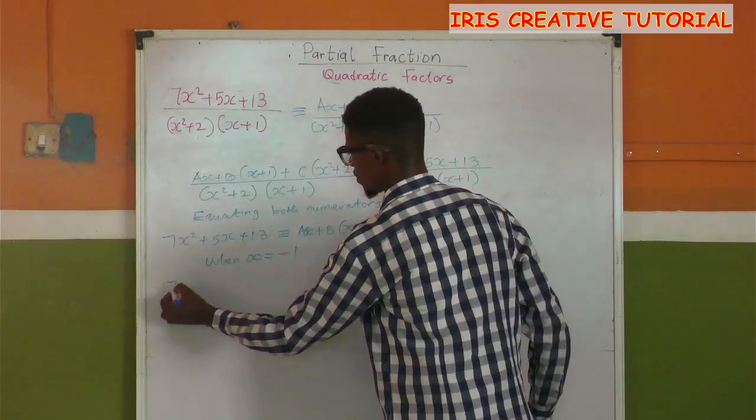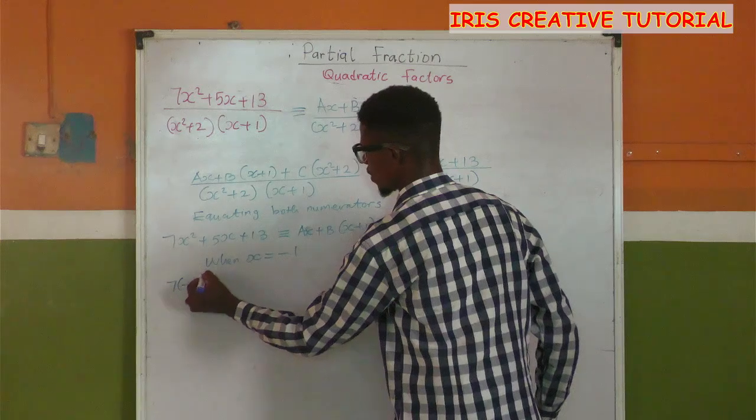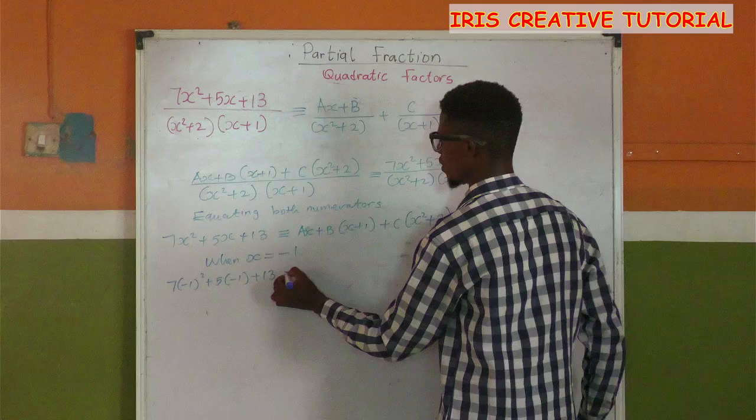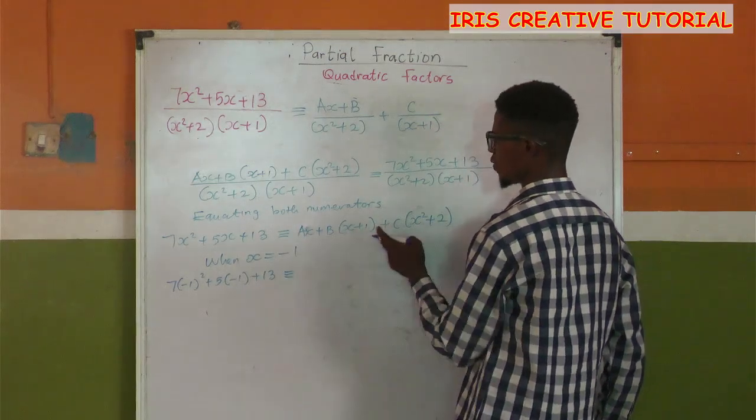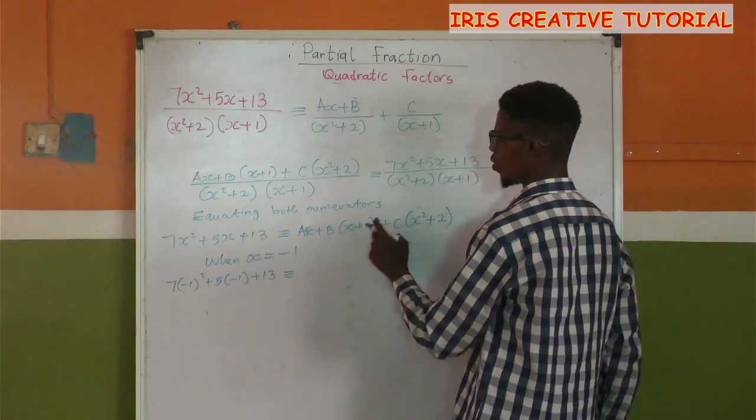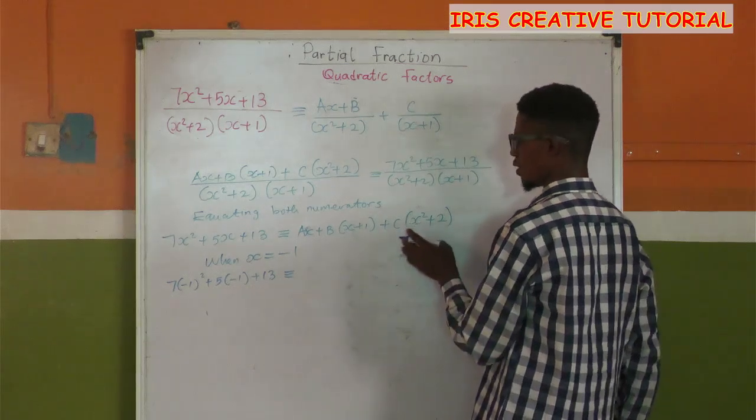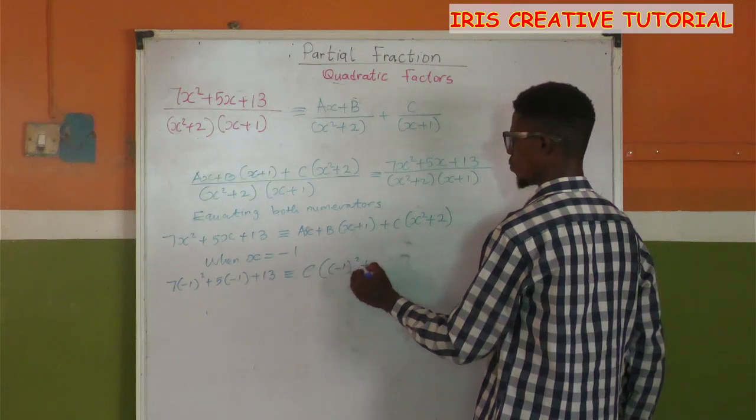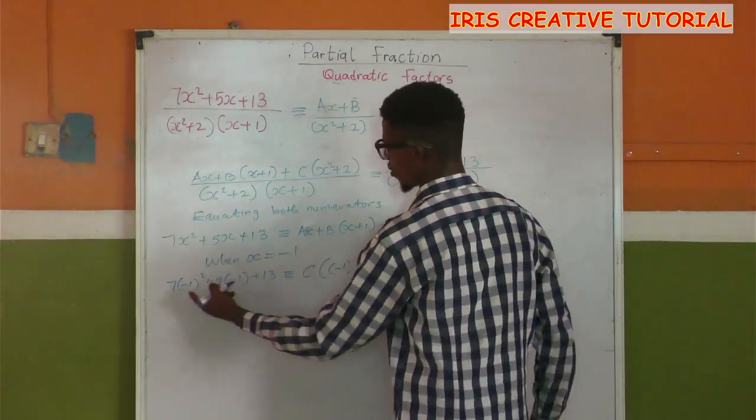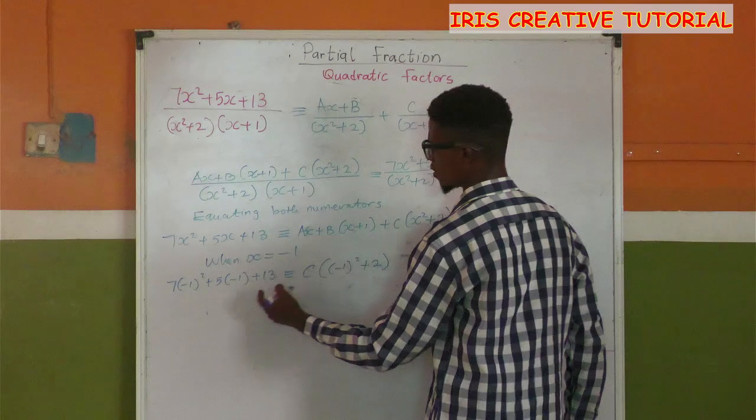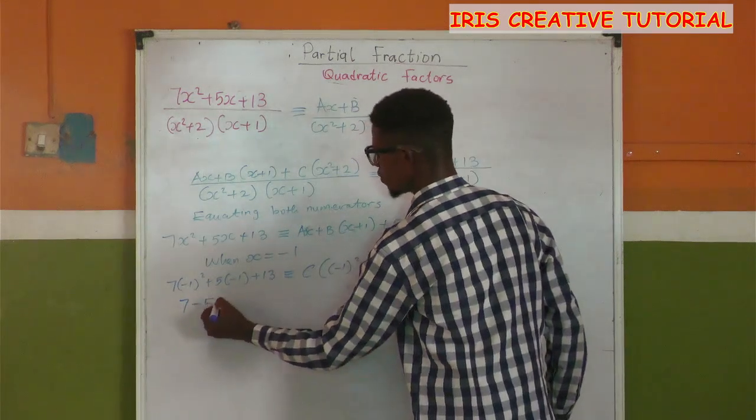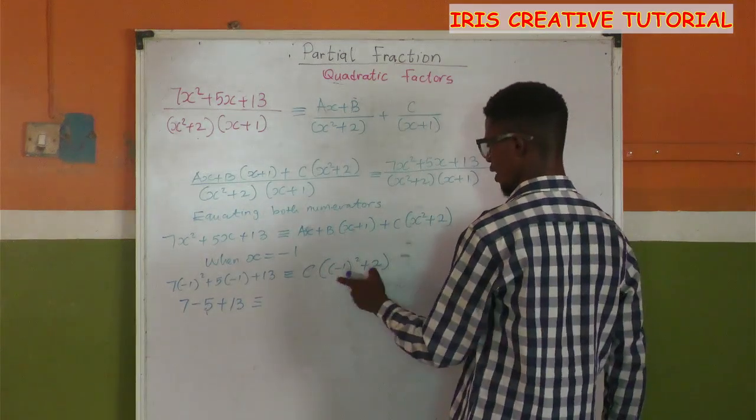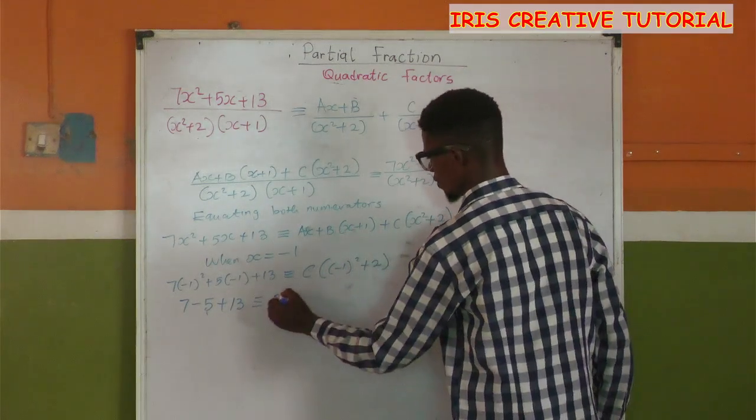So this will become 7 into minus 1 squared plus 5 into minus 1 plus 13, equivalent to, this expression, if we put minus 1 here, will become 0. So I don't want to write that out again. Let's now focus on this area. We have c into minus 1 squared plus 2. When you expand this, you have 7 minus 5 plus 13. This is equivalent to, when you open this, 1 plus 2, that's 3. So you have 3c.